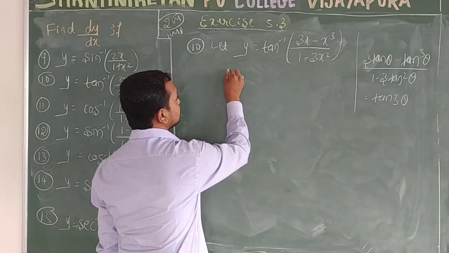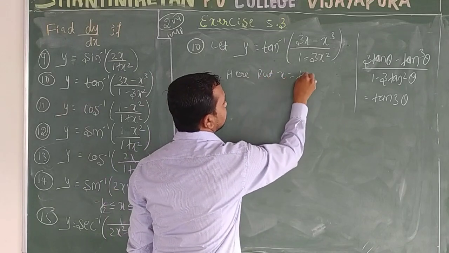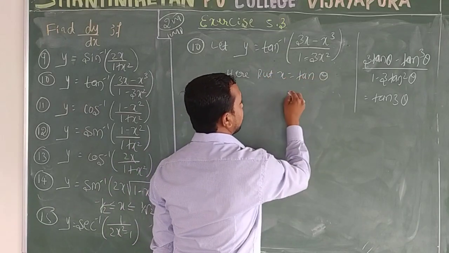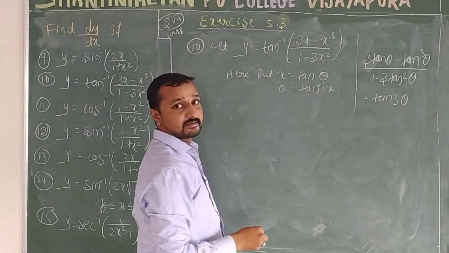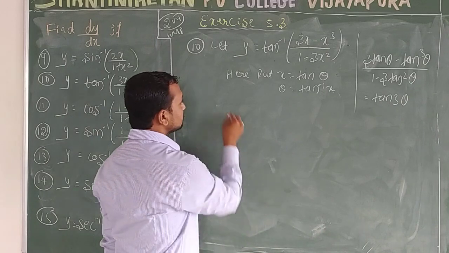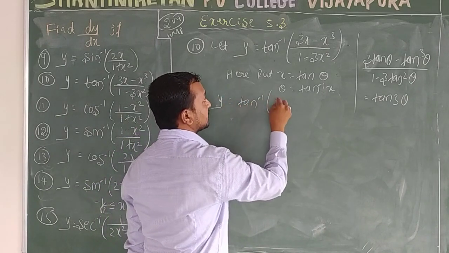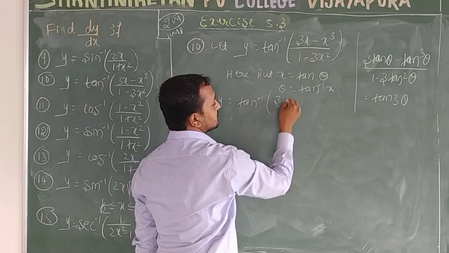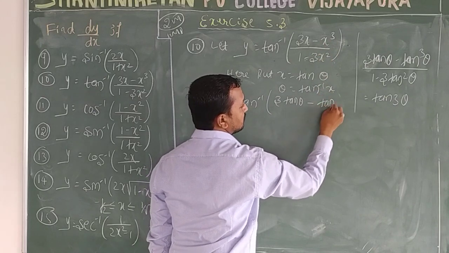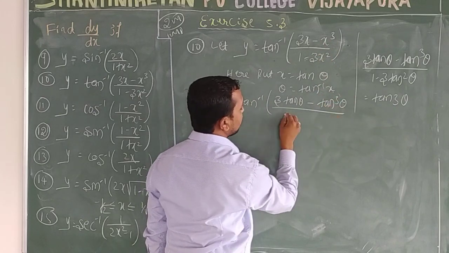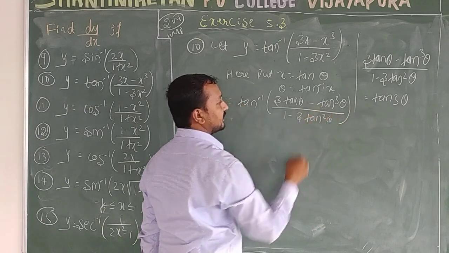So then what is the term? Put x equal to tan theta. This implies that theta is nothing but tan inverse of x. Then y is equal to tan inverse of 3 times x, which is nothing but tan theta, minus x cube, which is nothing but tan cube theta, whole divided by 1 minus 3 x square, which is nothing but tan square theta.